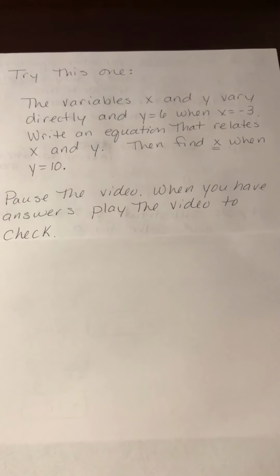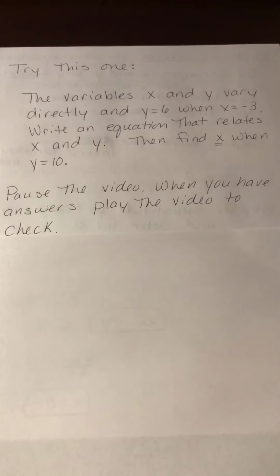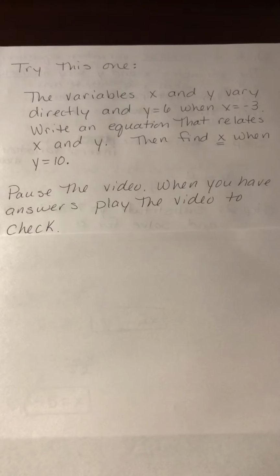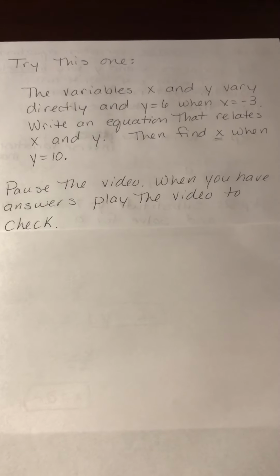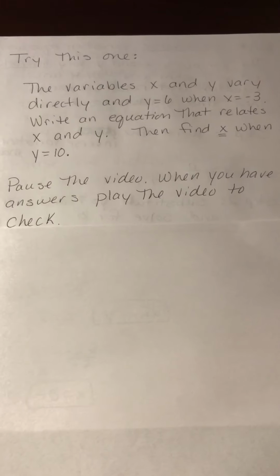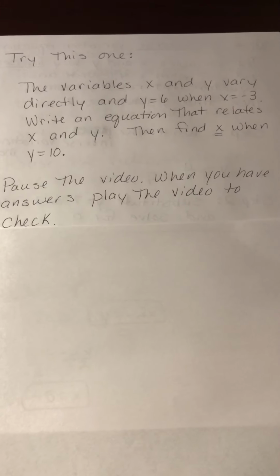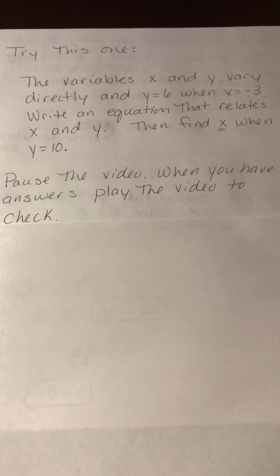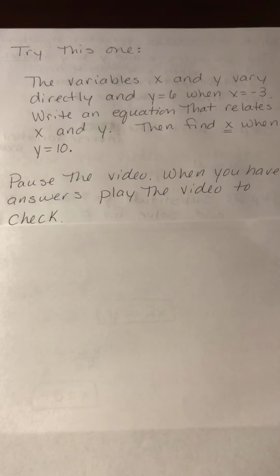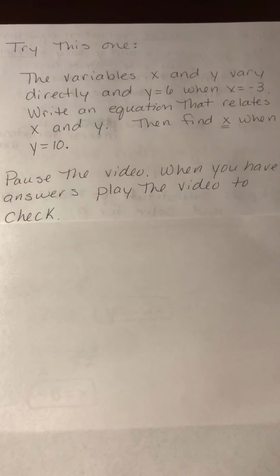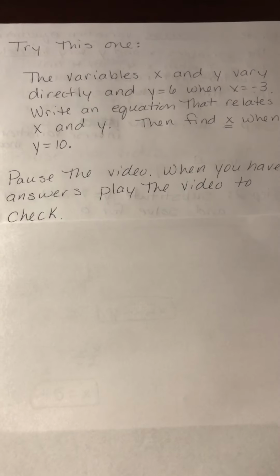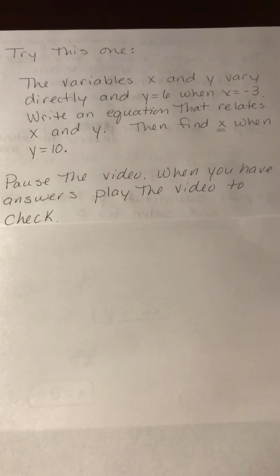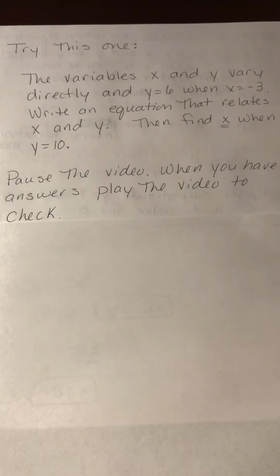Okay, I'm back. Part two. So I just gave you an example of how to write a direct variation model. So this is another example that I want you to try using the example we just wrote down in our notes. So the variables x and y vary directly, and y equals 6 when x equals negative 3. So I want you to write an equation that relates x and y, and then I want you to find x when y equals 10.